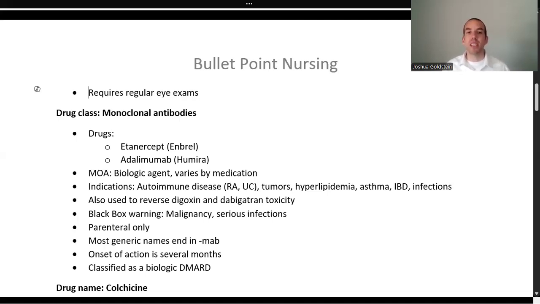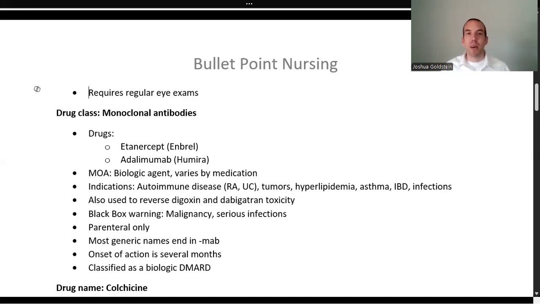What do we use monoclonal antibodies for? Well, today we're talking about autoimmune, specifically rheumatoid arthritis. However, monoclonal antibodies are used for dozens of different conditions. In fact, there are over 100 different drugs in this class. They're used to treat cancer. They're used to treat high cholesterol. They're used for asthma, COVID-19. Not COVID-19. They're used for digoxin reversal, asthma, and so much more.